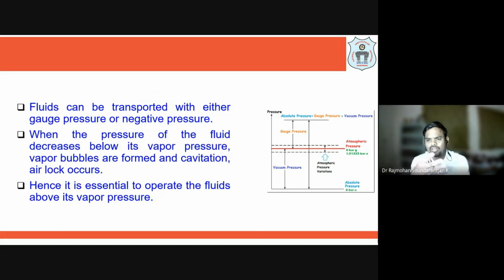I hope you are aware of what gauge pressure and negative pressure are. Any pressure measured with the atmospheric pressure as the reference is called gauge pressure. When we are measuring negative pressure or vacuum pressures below the atmospheric pressure, using atmospheric pressure as the reference, then the difference between the actual pressure and the atmospheric pressure is referred to as negative pressure. Okay, so that is the pressure thing. So we have to maintain a certain amount of pressure in the system.